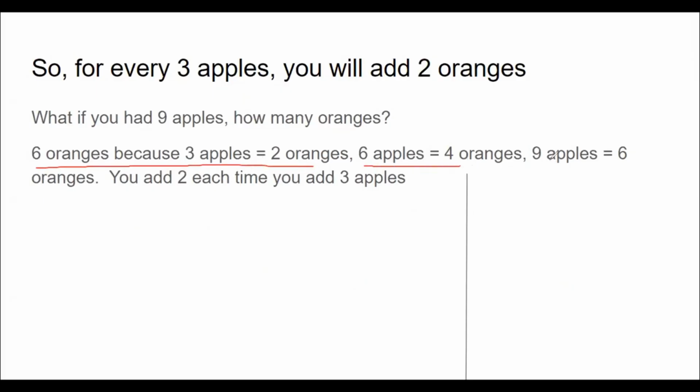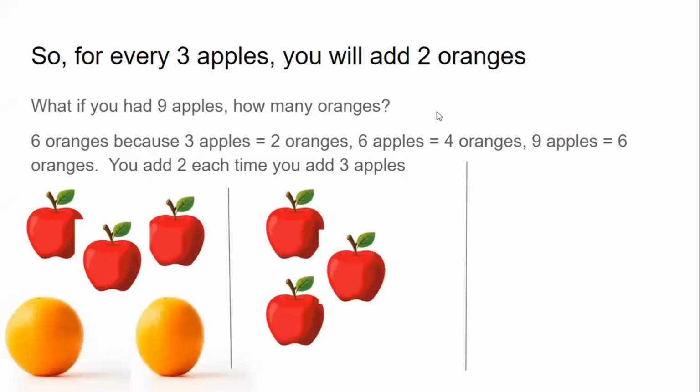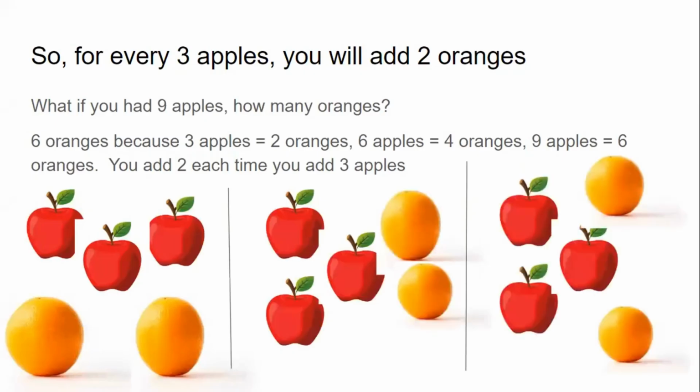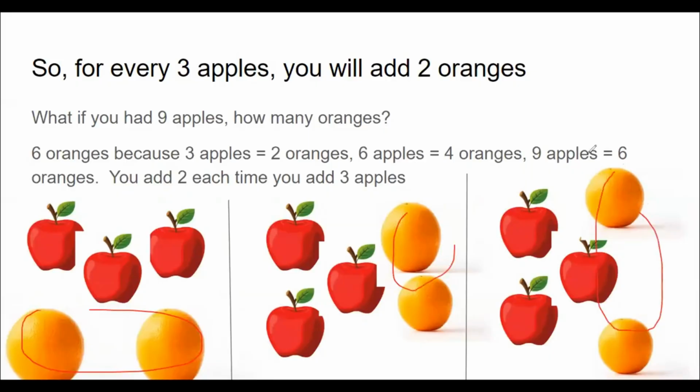6 apples is 4 oranges. 9 is 6 oranges. So every 3 apples, you go up 2. And let's see what it looks like with a picture. 3 apples, 2 oranges. 3 apples, 2 oranges. 3 apples, 2 oranges. So you've got a total of 2, 4, 6 oranges.